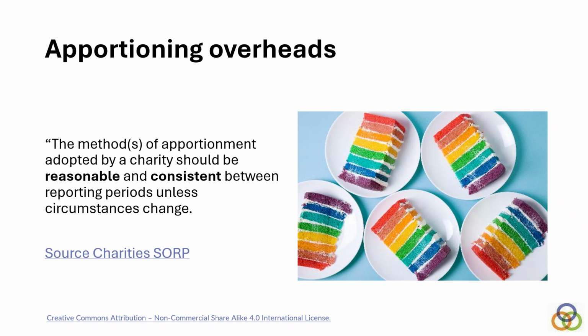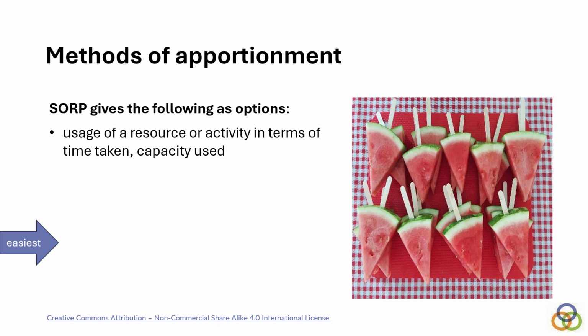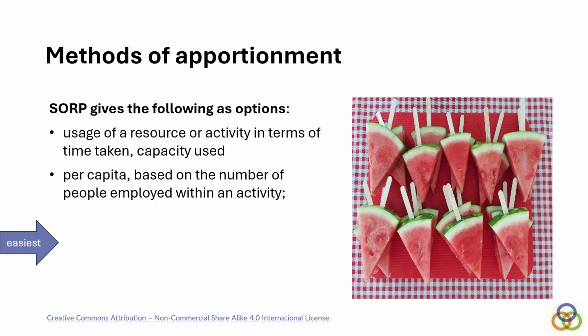And so when we are apportioning overheads, you can't just willy-nilly, randomly lump a bit on. We're supposed to have a good, reasonable basis for doing it, and that basis of apportionment should be reasonable and consistent. And the SORP gives various options. The charity SORP is the accounting rule book for charities, and it says that you can use usage of resource or capacity. You can do it based on the number of people working on the activity.